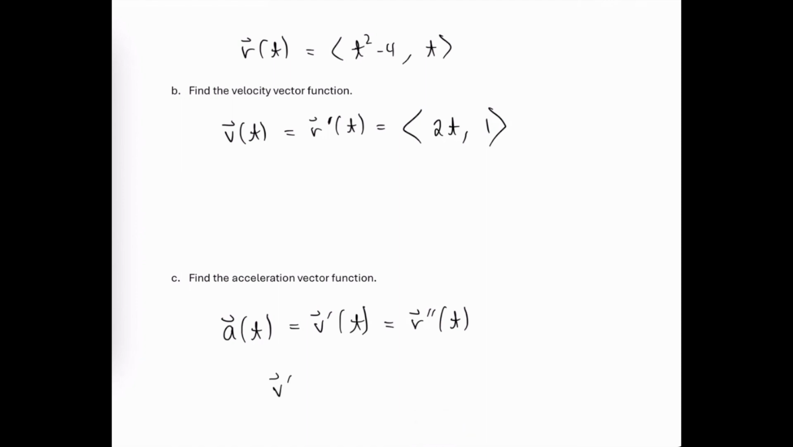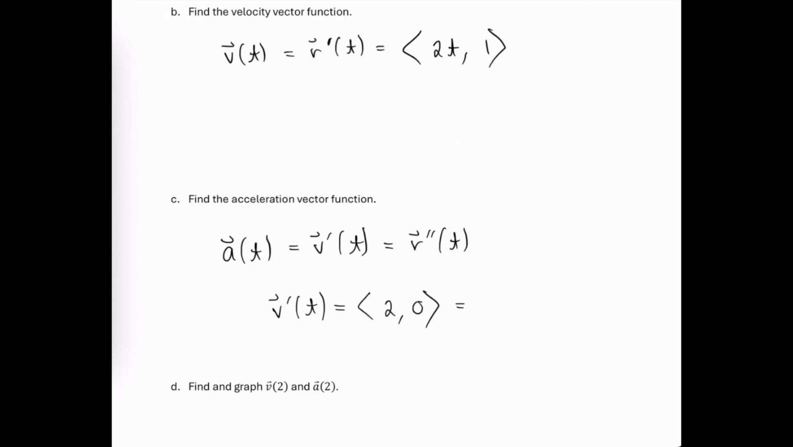And then the acceleration function is going to be the first derivative of the velocity vector function, or the second derivative of the original position vector. Let's look at it from the perspective of the first derivative of velocity, and when we differentiate the velocity function, we have the derivative of 2t, which is just going to be 2, and the derivative of the constant 1 is going to be 0. So what this then tells us is that the acceleration vector is a constant vector having the same direction and the same magnitude throughout the movement of the particle.